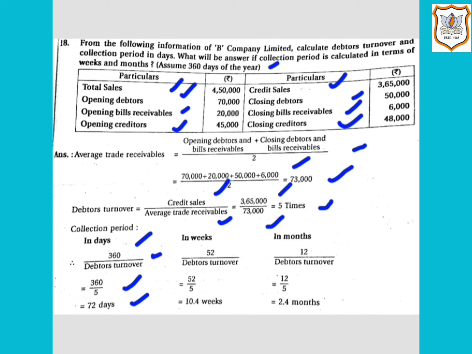And in terms of weeks, our formula would be collection period is equal to 52 upon debtor's turnover. We know that in 1 year there are 52 weeks, so we will take 52 weeks. So 52 divided by 5 comes to 10.4 weeks. Now in terms of months, we know that in 1 year there are 12 months, so 12 upon debtor's turnover, that means 12 divided by 5, that comes to 2.4 months.